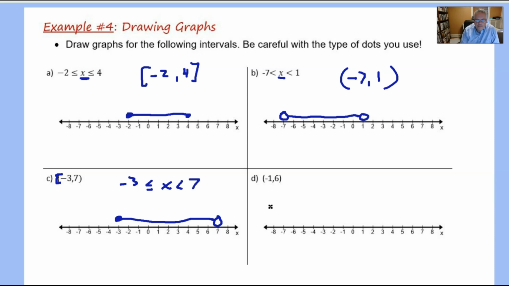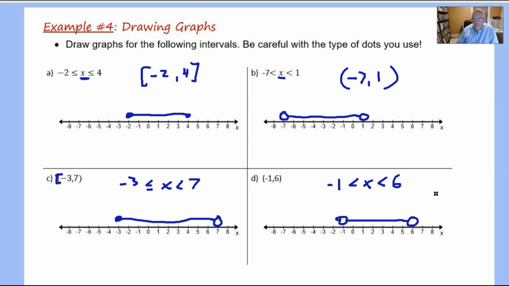All right, last one. This is interval notation. We have an interval that goes from -1 to 6. So hollow dots at -1 and 6, and connect them. And this would be x is greater than -1 and less than 6.